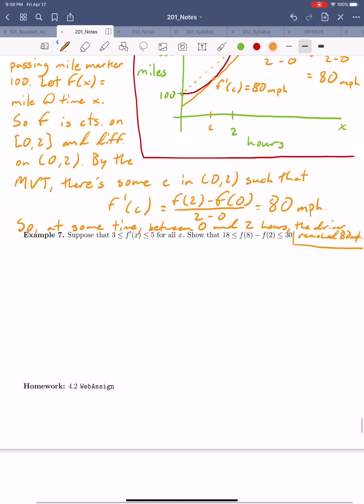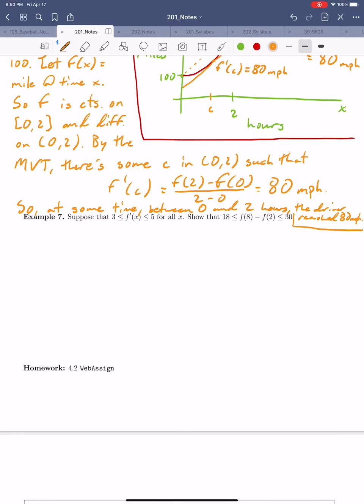So that's how you do that problem. Now, example 7, this is a bit trickier. I'm going to leave this for you to do in class, but the one thing I do want to point out is that based on what's given, we know f is continuous and differentiable, apparently on negative infinity to infinity, because it says for all x.